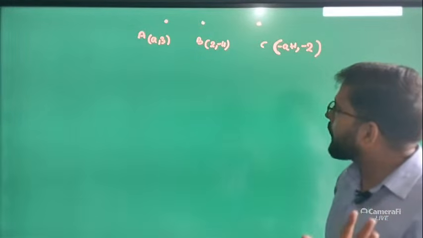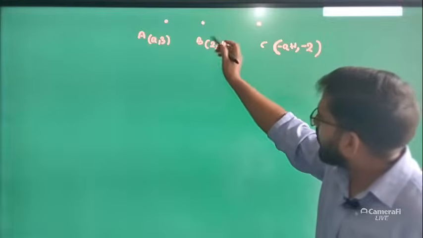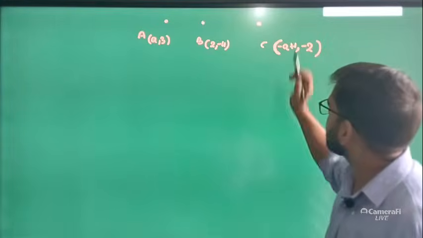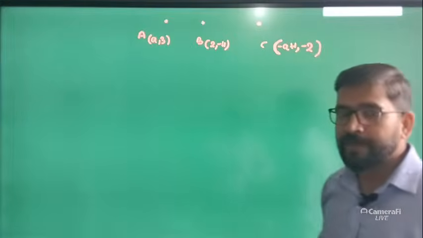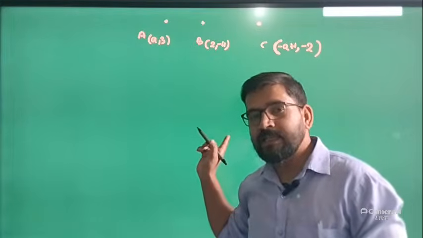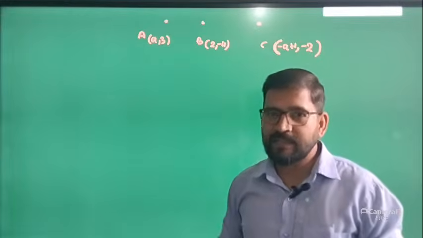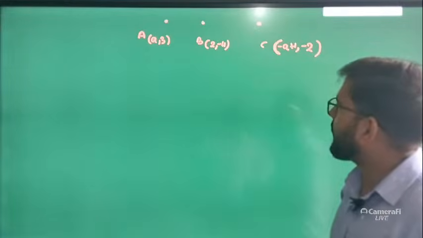Imagine, comment, any student: how can I find the value of this A? How can I find the value of this A? It is given that these are collinear points. Not from this condition, but from the conditions that we have learned. I hope you all were able to guess.